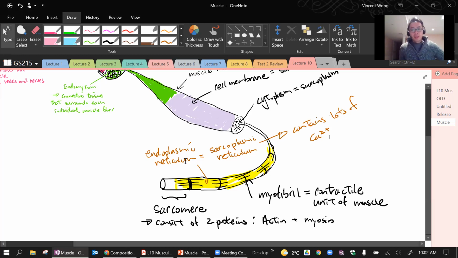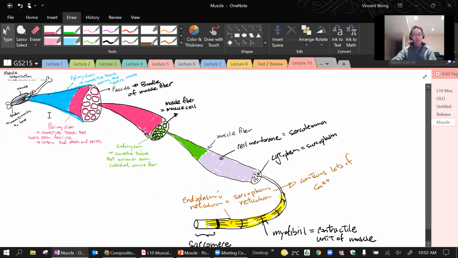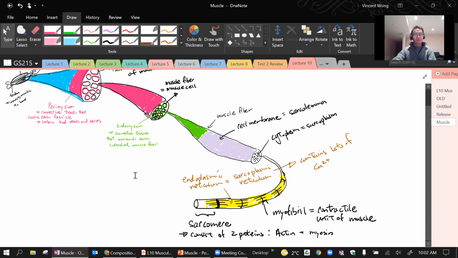So that's the organization of muscle. It's kind of like those Russian dolls where you open up one and there is another doll inside, and then you open that up and there's another doll, and so on and so forth. You keep on pulling them out from the gross level all the way to the microscopic level. Any questions before we move on?